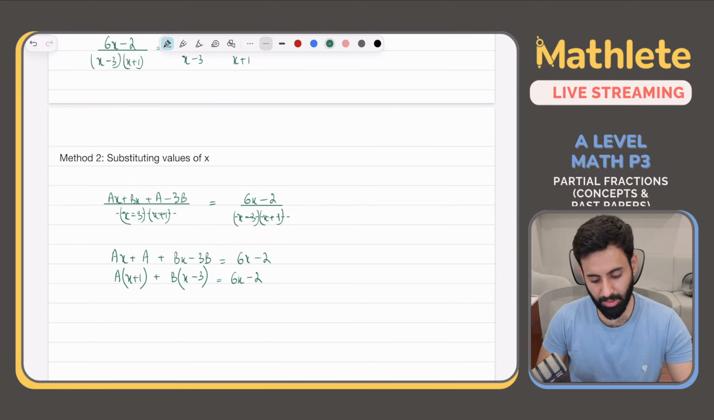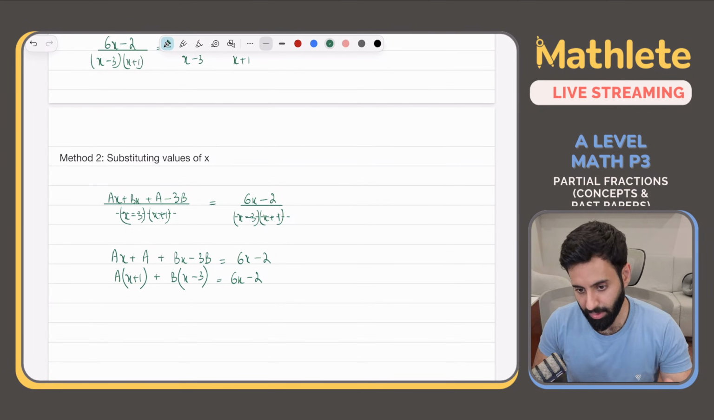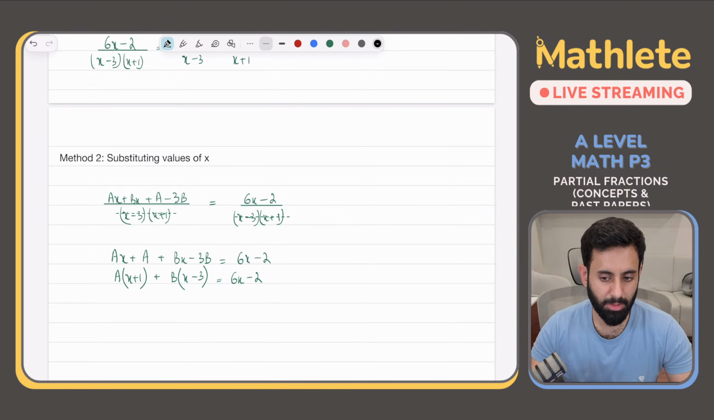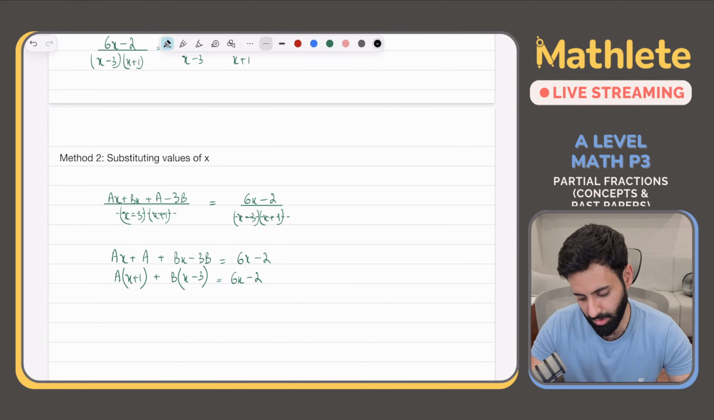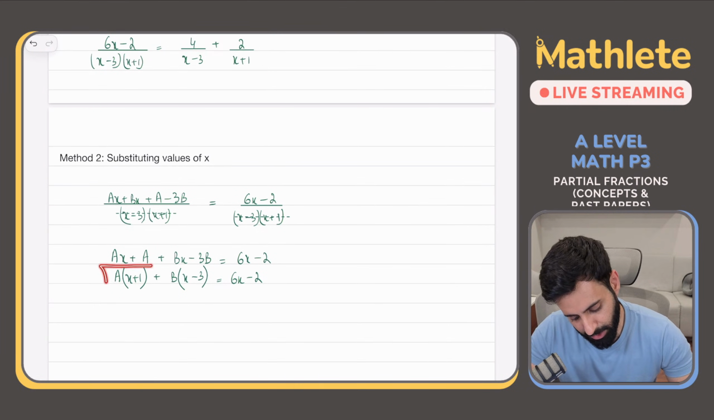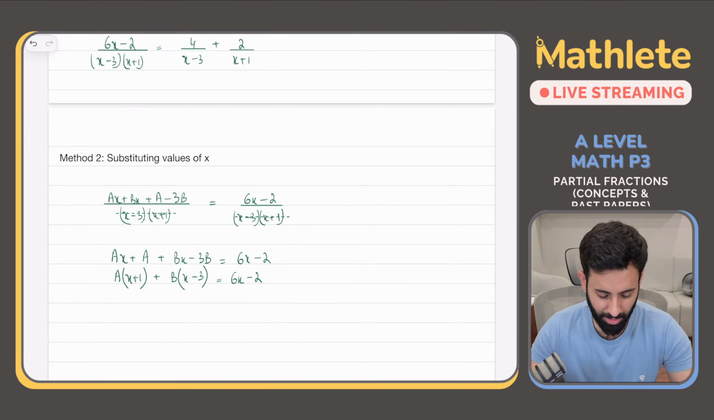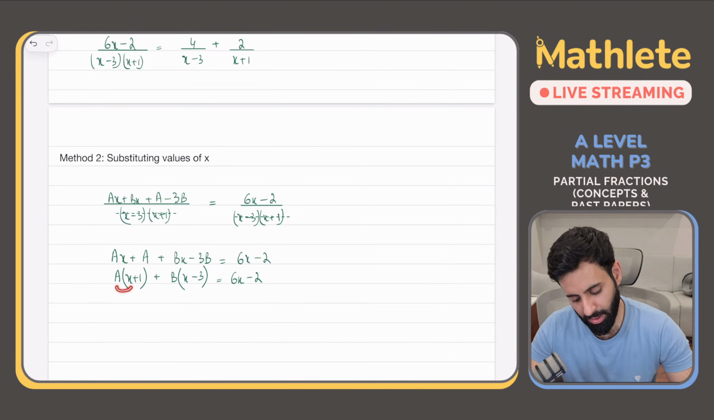Now what is this method called? This method is called substituting values of x. One by one, we're going to substitute values of x so that we can find out the value of a and the value of b. Now, are we just going to randomly substitute values of x? No, there has to be a certain methodology behind it. If I wish to get rid of a, that means I better multiply a by 0. If I want to make sure that in my equation I don't have to deal with a anymore, I better multiply it by 0.